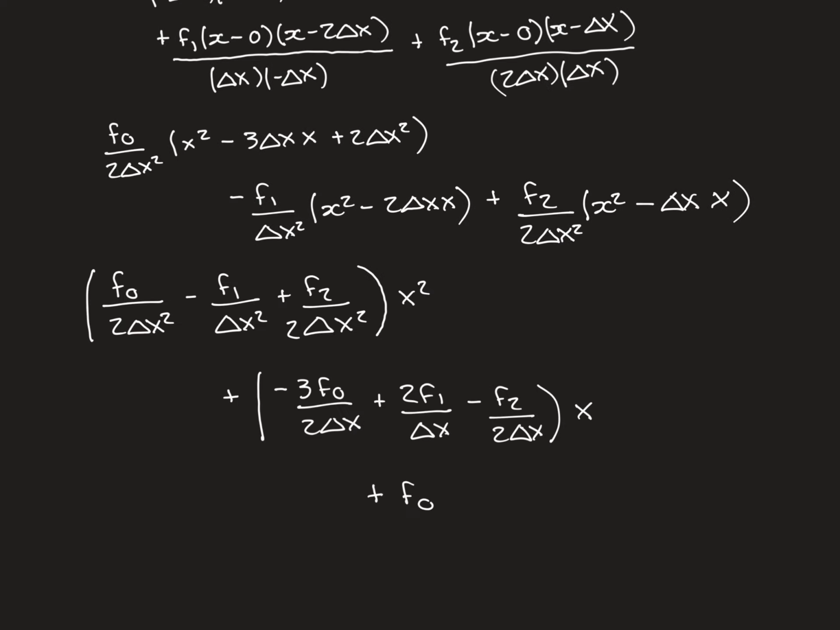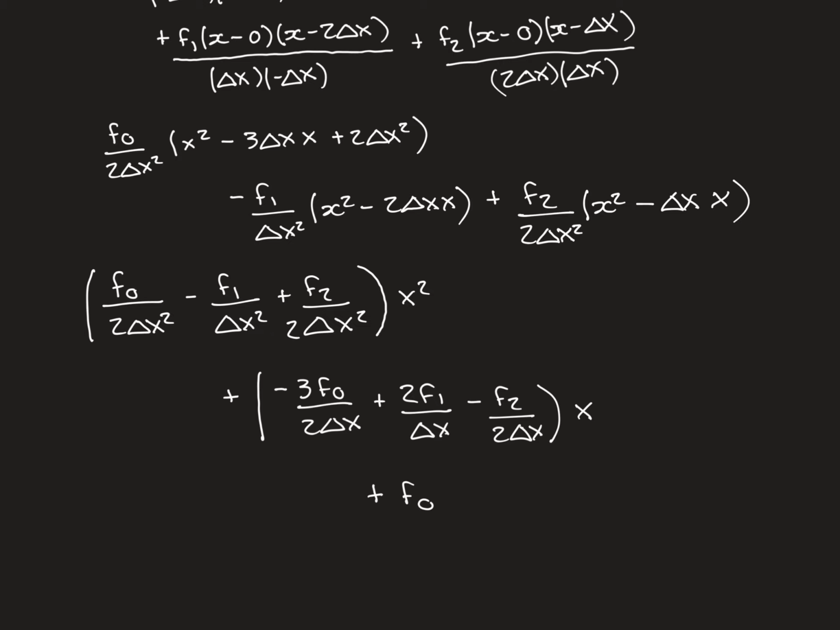So now what we're going to do is rearrange this so that all the quadratic terms are together, all the x to the power of 1 terms are together, and all the constant terms are together. So beginning with x squared, these three. So we get f0 over 2 delta x squared, then we get this bit, which is minus f1 over delta x squared, and then we get this bit, so plus f2 over 2 delta x squared. All of that, that's the coefficient of x squared. So that's just that term, and that term put together, and then we've factored out the x squared.